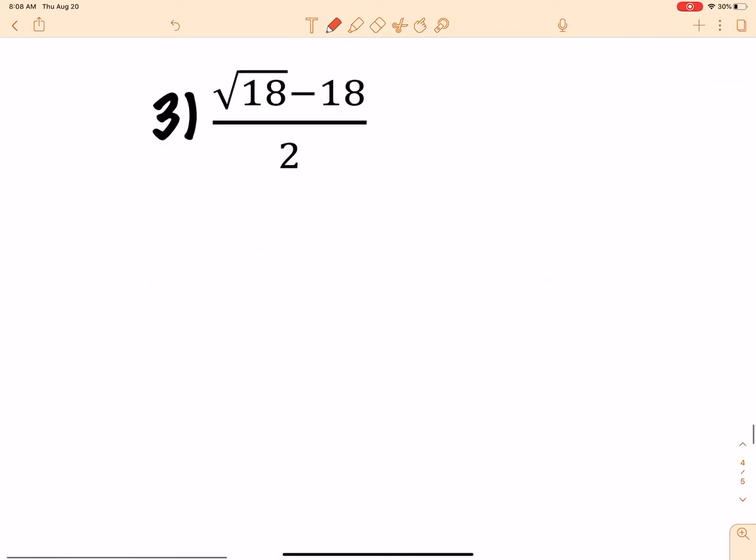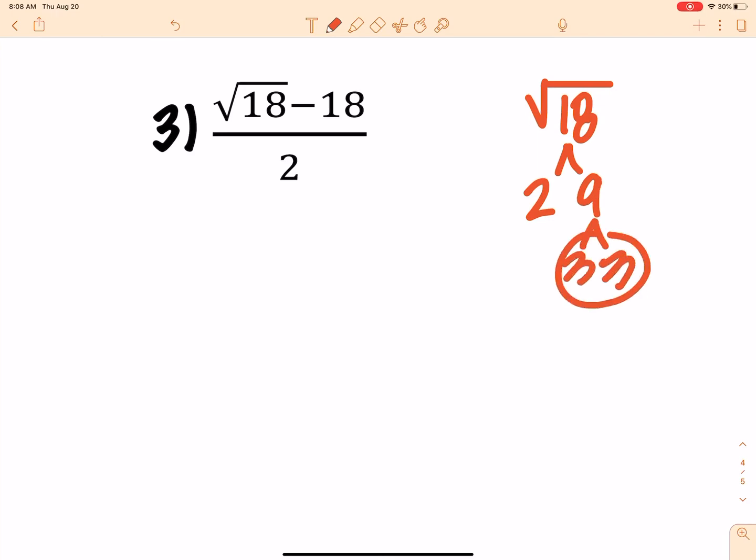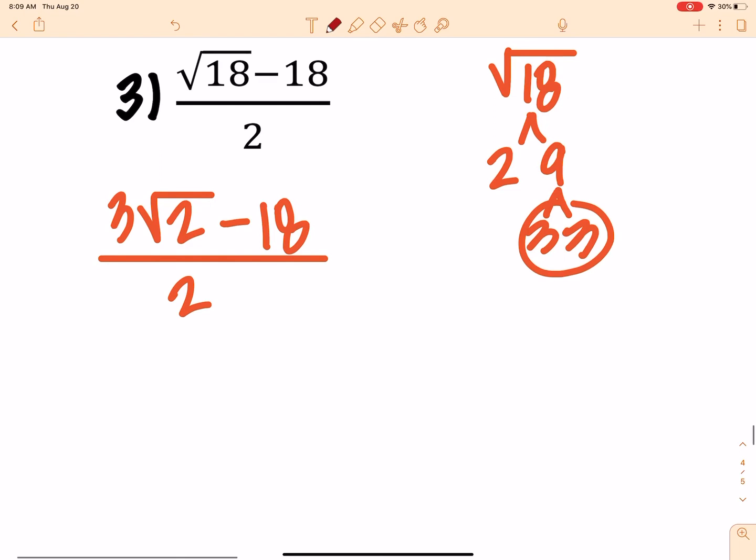All right, one more. So square root of 18, 2 and 9, 3 and 3. So 3 rad 2 minus 18 all over 2. So 2 would have to go into 3 and 18 in order for me to simplify. We know this is not able to, so this is just your final answer. We're done. I'll show you guys another way this could potentially be written that would be correct, but I would think that most of us would just leave it like this, and this would be an acceptable answer.